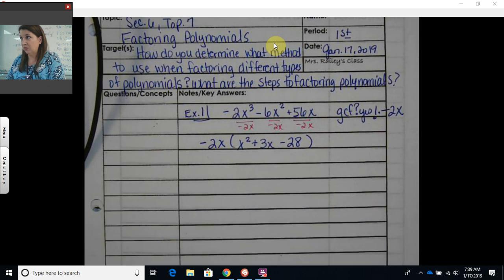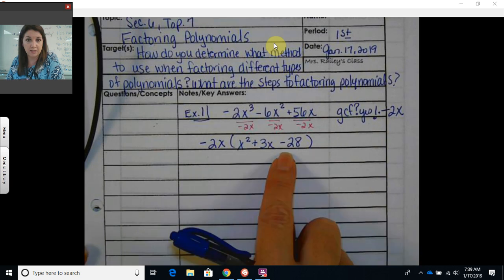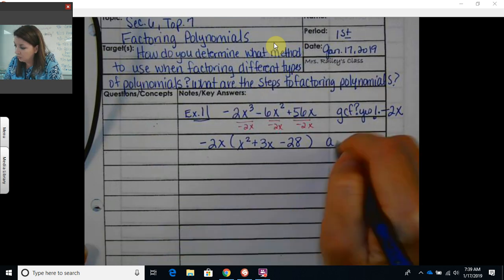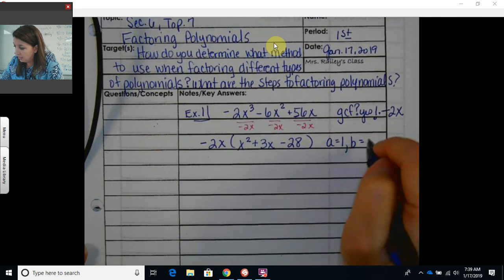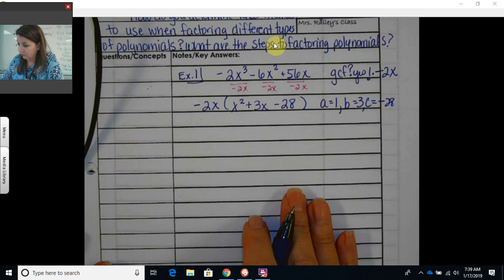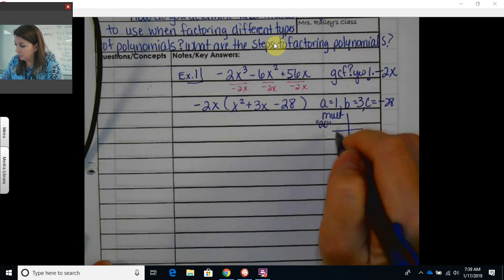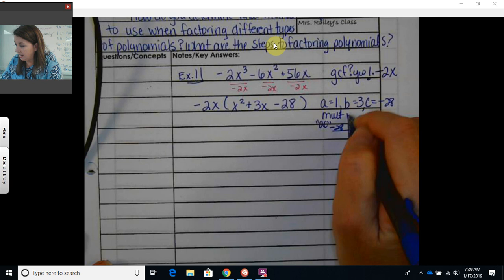So for a quadratic, if it's not a special case, does this look like a special case? No. We can use the T-chart and divide and slide. But is every quadratic factorable? No. But if it is, we have to factor it. So let's define A, B, and C. A is equal to 1, B is equal to 3, and C is equal to negative 28. So we need two numbers that multiply together to give us A times C, which is negative 28, and add to give us B, which is positive 3.